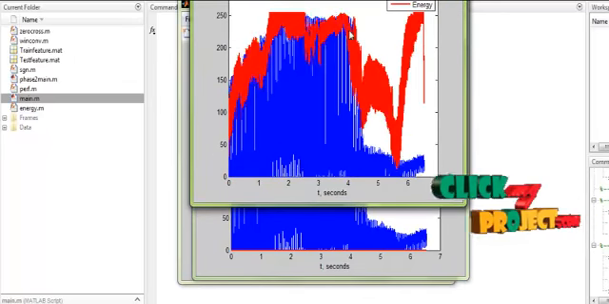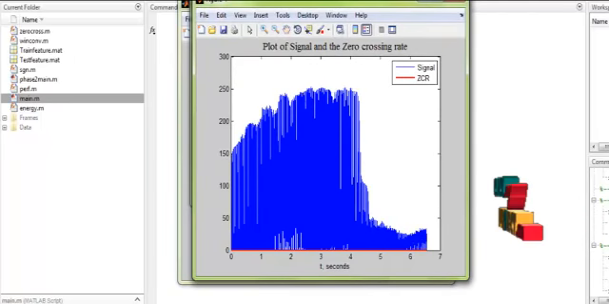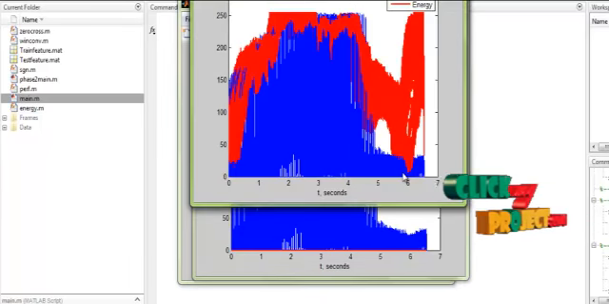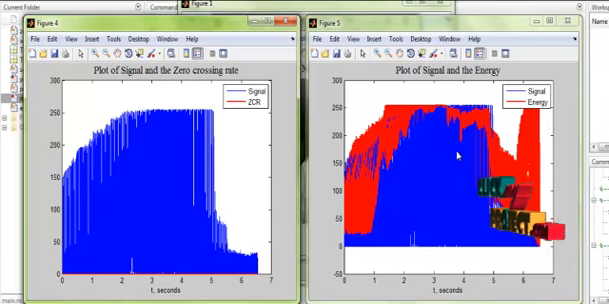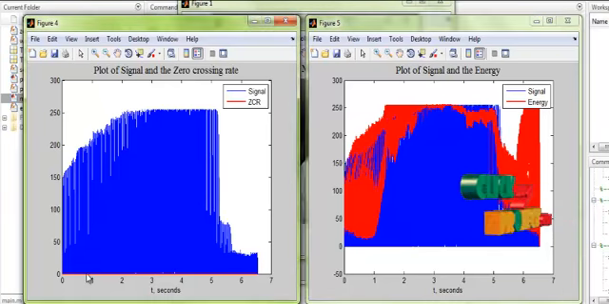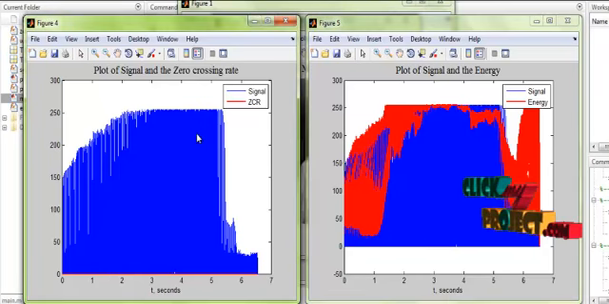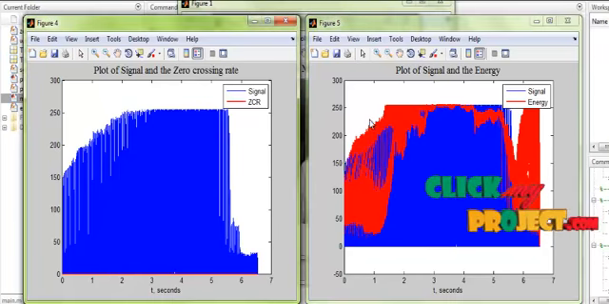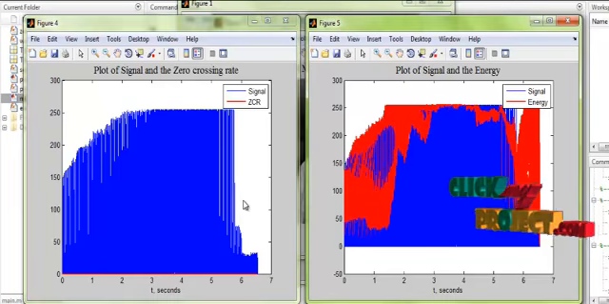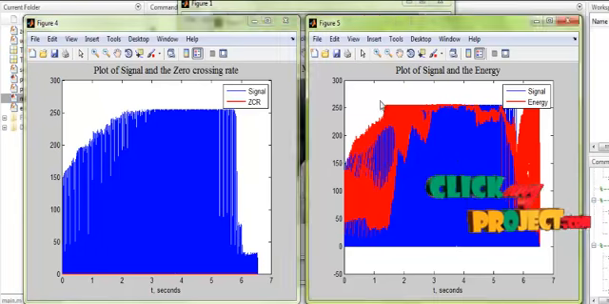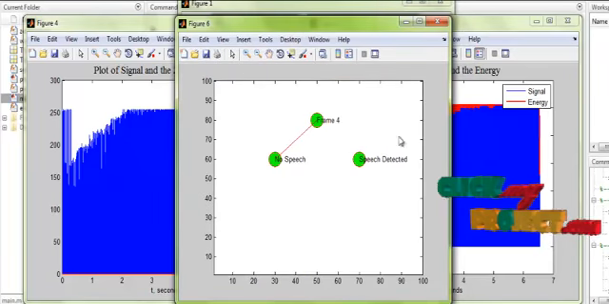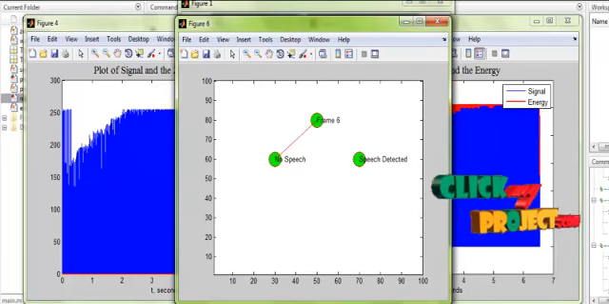After that, the plot of the zero crossing rate and the energy, and the plot of the original signal and the zero crossing rate. So as we can see, these are both of the plots. So the signal and its energy is plotted, and likewise the zero crossing rate and the original signal is plotted, and based on that the calculations were estimated and the feature values were saved based on these extracted values.